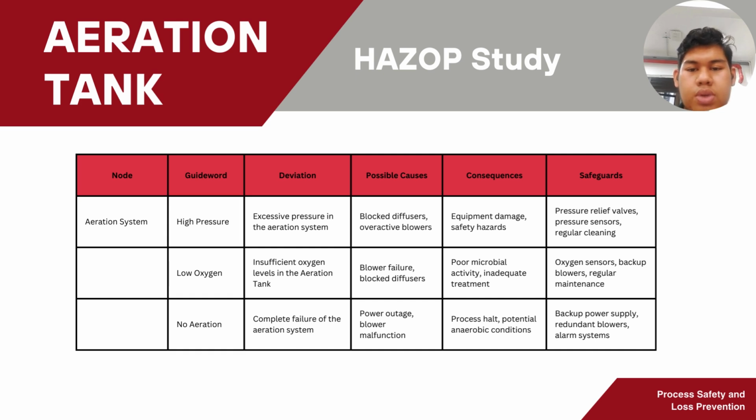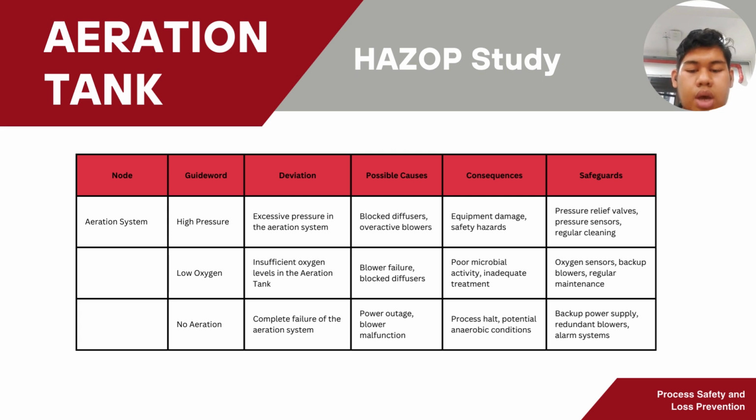The last guide word is no aeration. The deviation is complete failure of the aeration system, and the possible causes are power outage or blower malfunction. The consequences are process halt and potential anaerobic condition. The safeguards that we decided to use are backup power supply, redundant blowers, and alarm system.